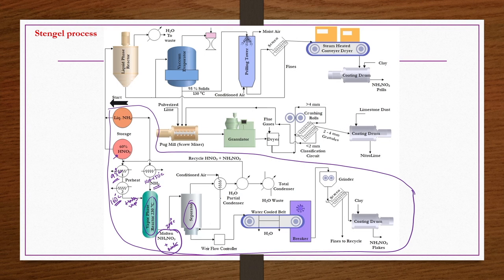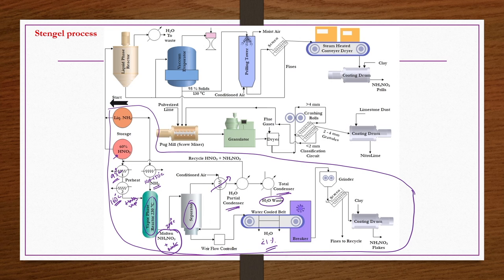This conditioned air is applied so that steam can be removed either by a partial condenser or total condenser as H2O, and then whatever the almost dried or solidified ammonium nitrate is there, that is collected from the bottom of the separator and then sent to a water cooled belt where further drying is done, to reduce the water content to less than 1%, about 0.5 to 0.6% indeed.